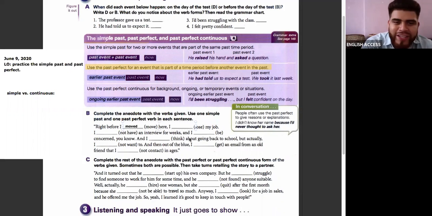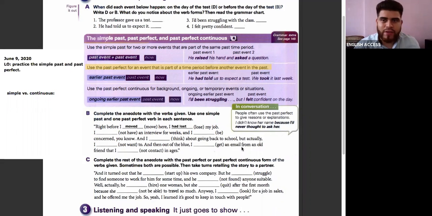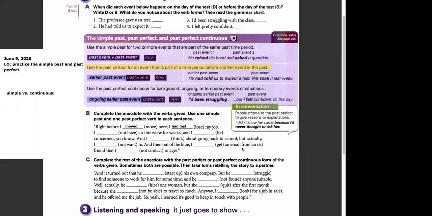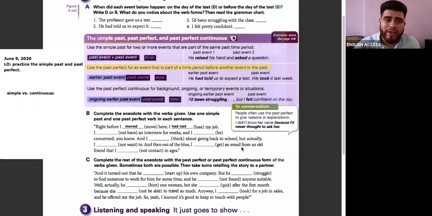No. Let me help you with this one then. Okay. Right before I moved here, I had lost my job. Okay? You know, in this case, the person lost their job first and then they moved. Right? And then they moved. Okay. Remember, the past perfect is for an event that happened first.